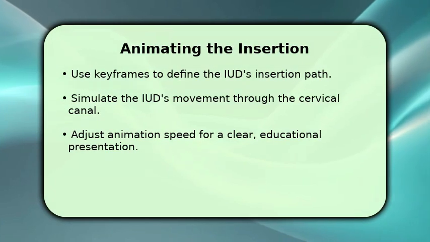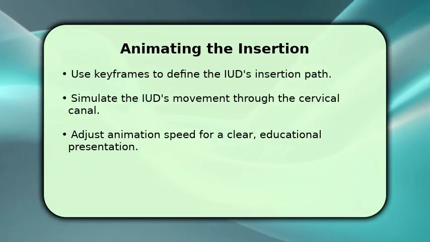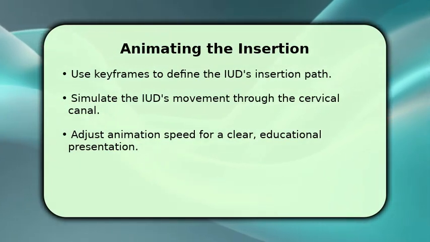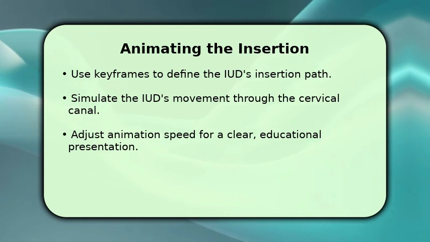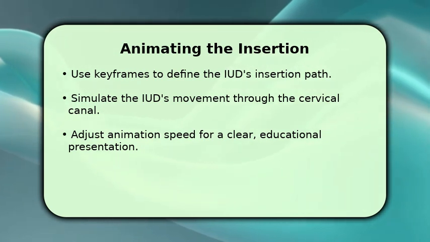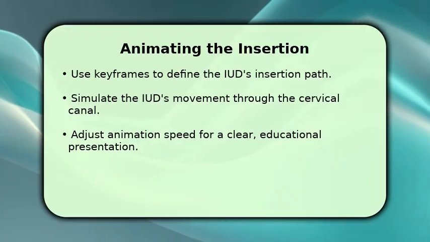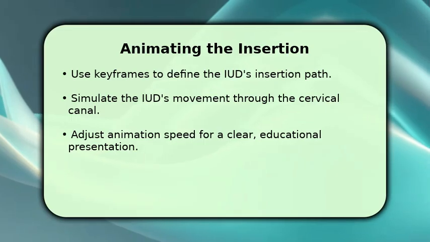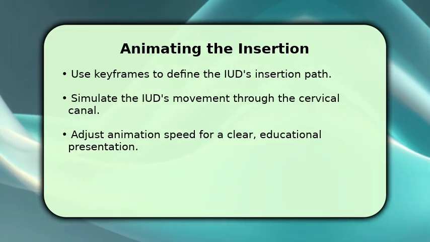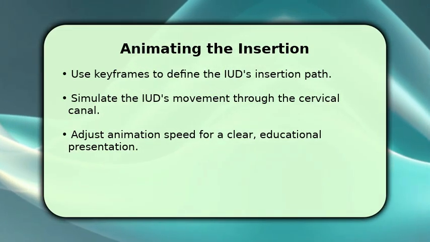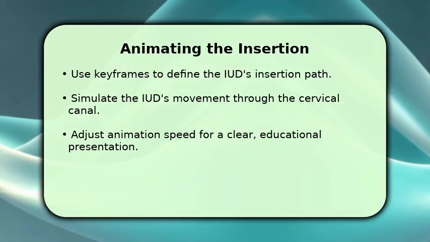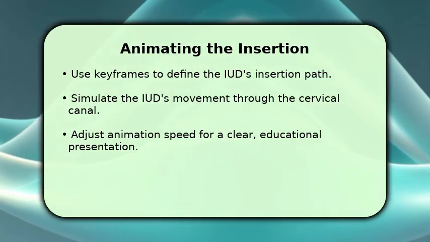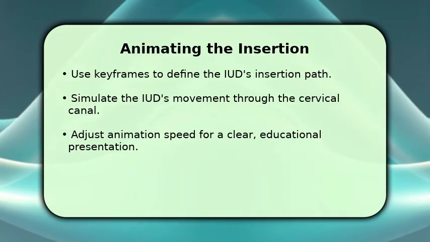With your models in place, it's time to animate. Start by setting keyframes for the IUD's initial position outside the uterus. Then, create a series of keyframes guiding it through the cervical canal and into the uterine cavity. Pay close attention to the natural movement and rotation. Adjust the animation's speed to ensure viewers can clearly follow each step of the insertion process.